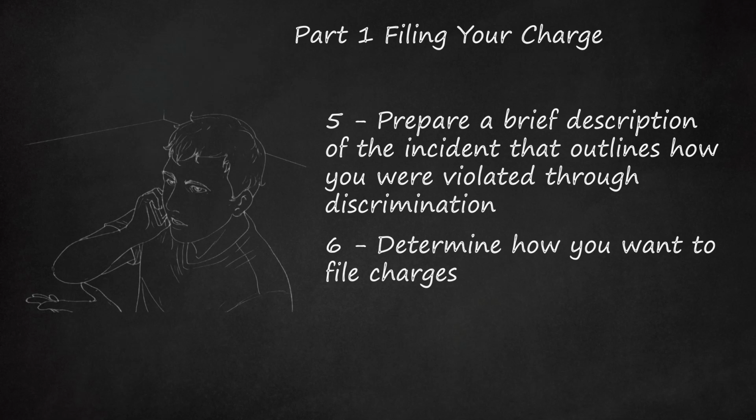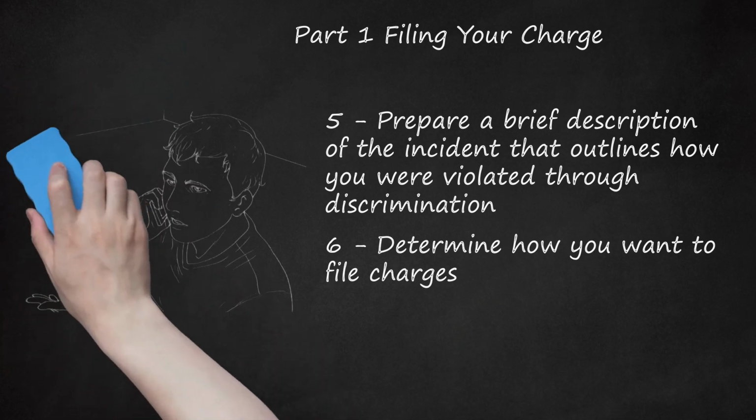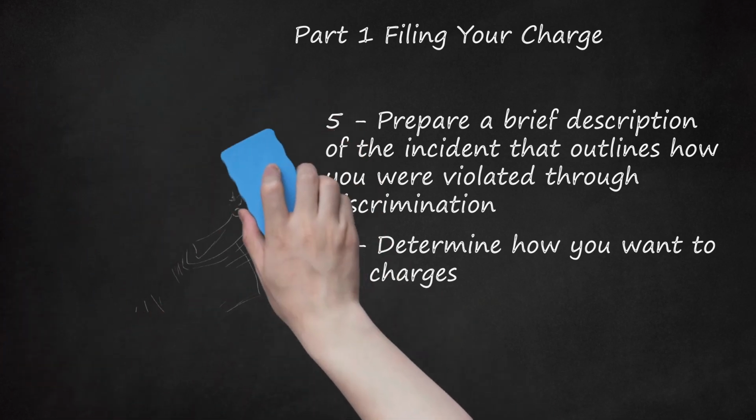If you are a federal employee or job applicant, you must directly contact the EEO office of the federal agency that discriminated against you. Each federal agency is required by law to provide you with contact information for an EEO counselor when you inquire. The EEO counselor will then assist you with your charges and the complaint process.